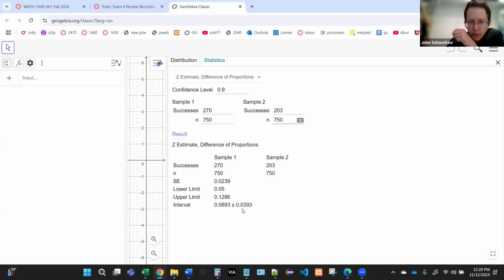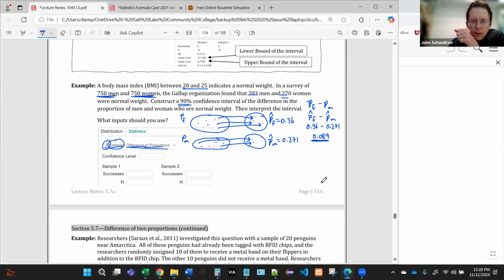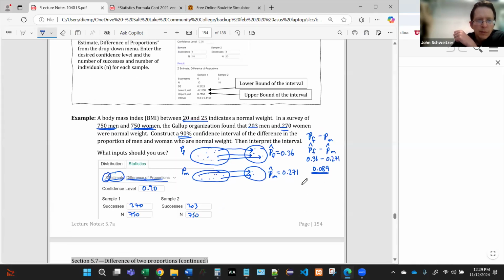So we take that margin of error, we add it and subtract it from both sides of the point estimate, and we get our confidence interval. So it's all there, it's all calculated for us. So note those numbers, and then we'll come back over here and let me help you think about it a little bit more. We want 0.9, we put in 270, 750, we had 203 and 750. Yes? Okay, so we don't have a lot of space here.